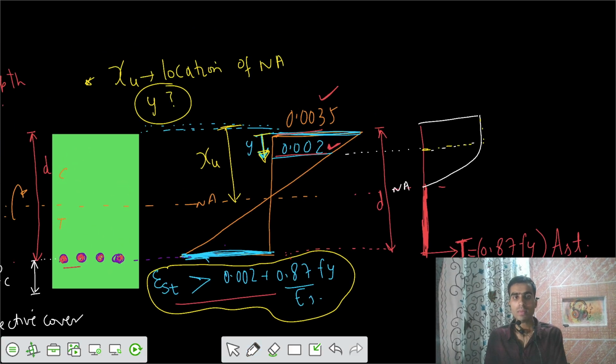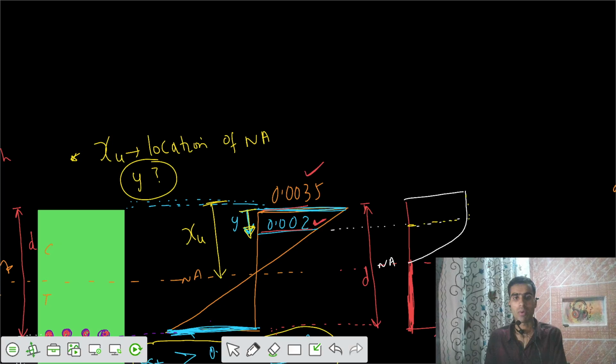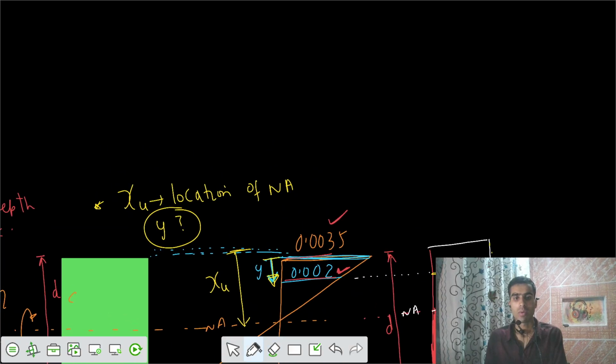And let's go one by one. First one is, let's talk about the value of y. Can you get the value of y by the similar triangles?